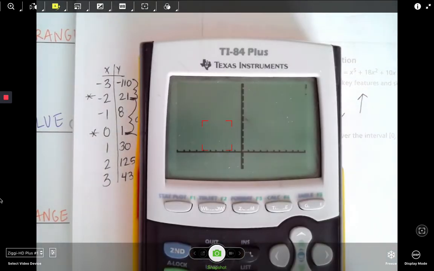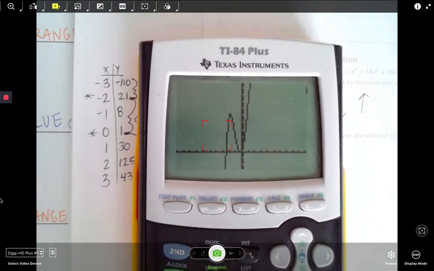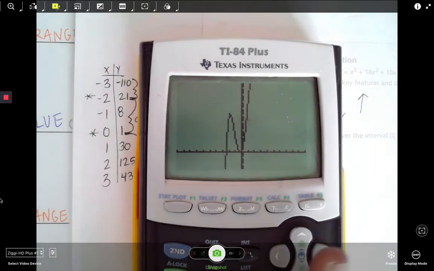So here's what I changed our settings. Does our graph look similar to that? Yep, it does.